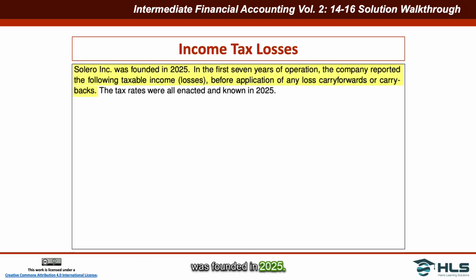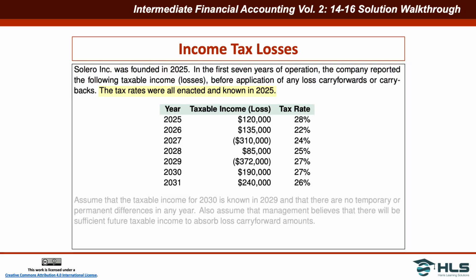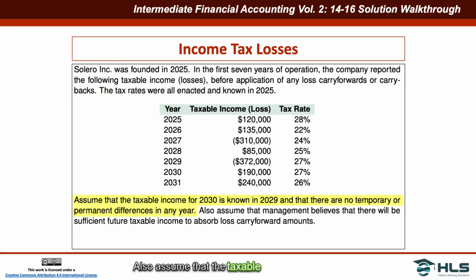Solero Inc. was founded in 2025. In the first 7 years of operation, the company reported the following taxable income and losses before the application of any loss carryforwards or carrybacks. The tax rates were all enacted and known in 2025. Also assume that the taxable income for 2030 is known in 2029 and that there are no temporary or permanent differences in any year. Also assume that management believes there will be sufficient taxable income to absorb loss carryforward amounts.